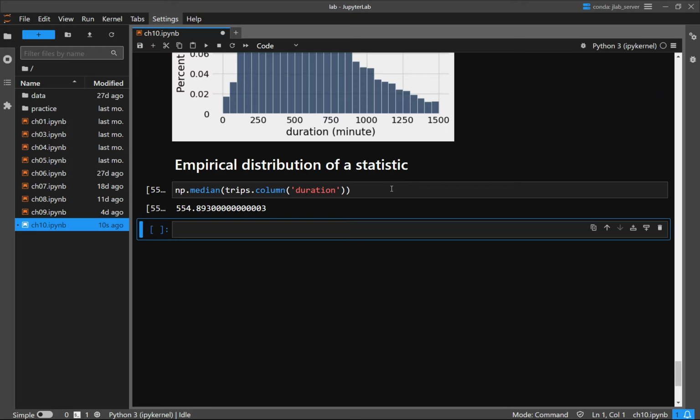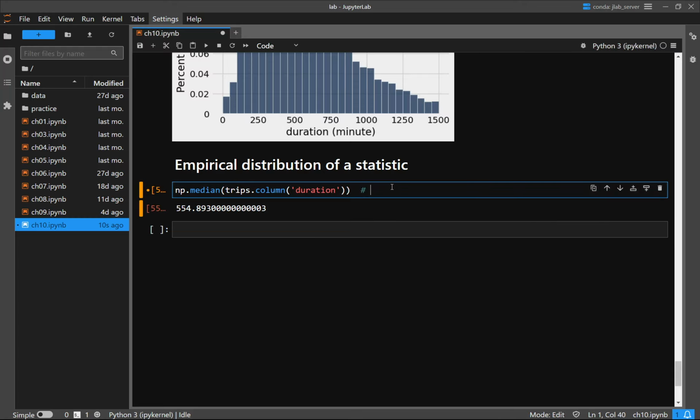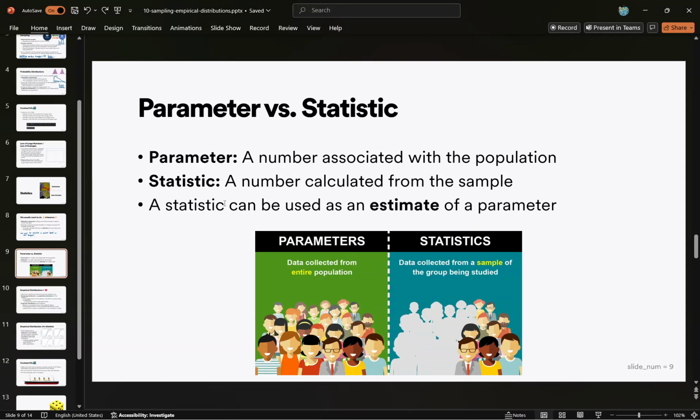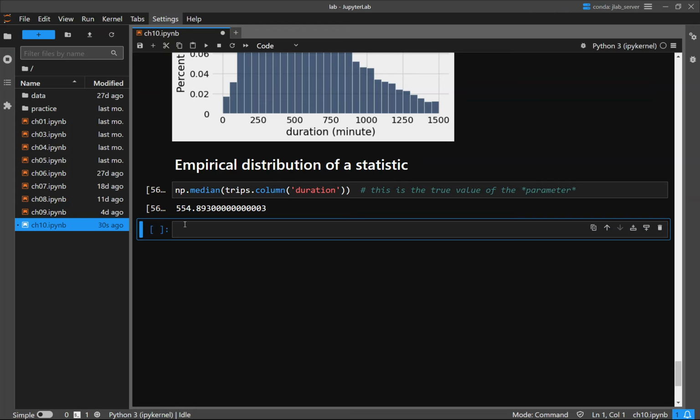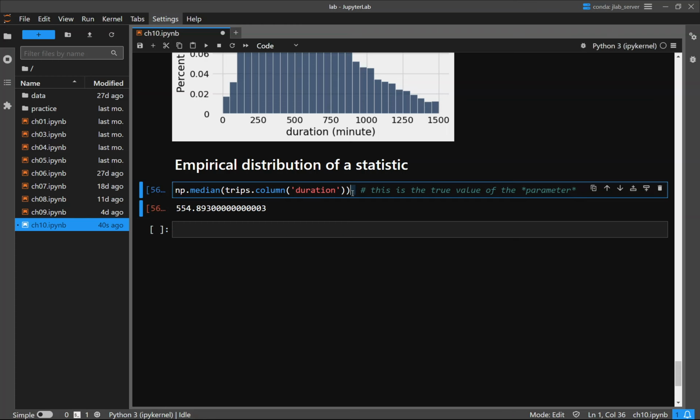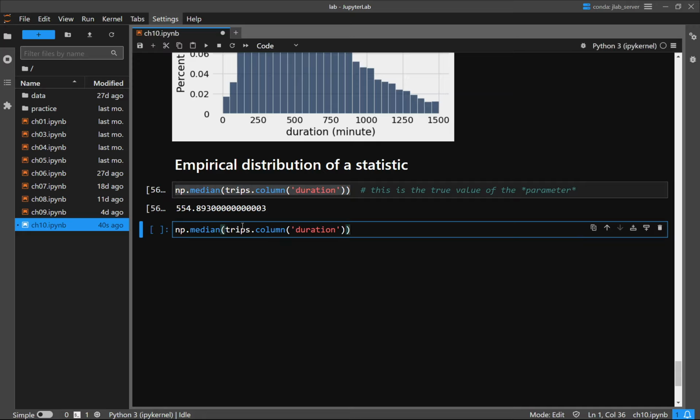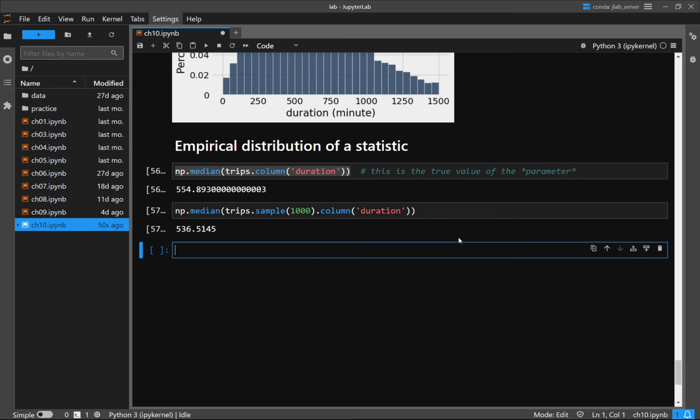Cool. So let's do that. So this is a parameter right now. This is the true value of the parameter, because this is the entire trips data. I have it all. If I just had a little bit, I would be calculating a statistic, not a parameter. So the difference now is I can do it this way. I can say, all right, trips, let's take a sample out of those trips. Let's sample 1,000 trips, get the duration column of those 1,000, and take the median now. You see the difference there? That's a sample now, and it's kind of close.